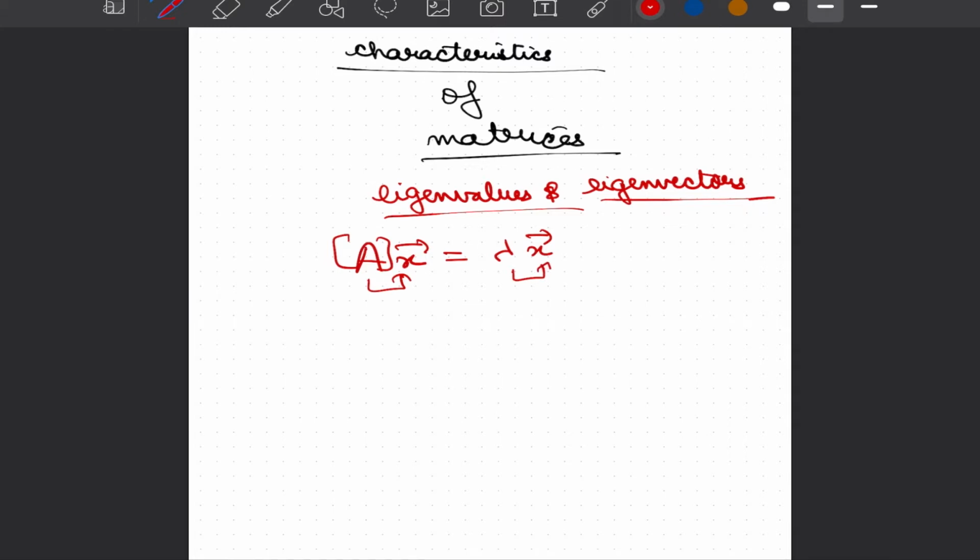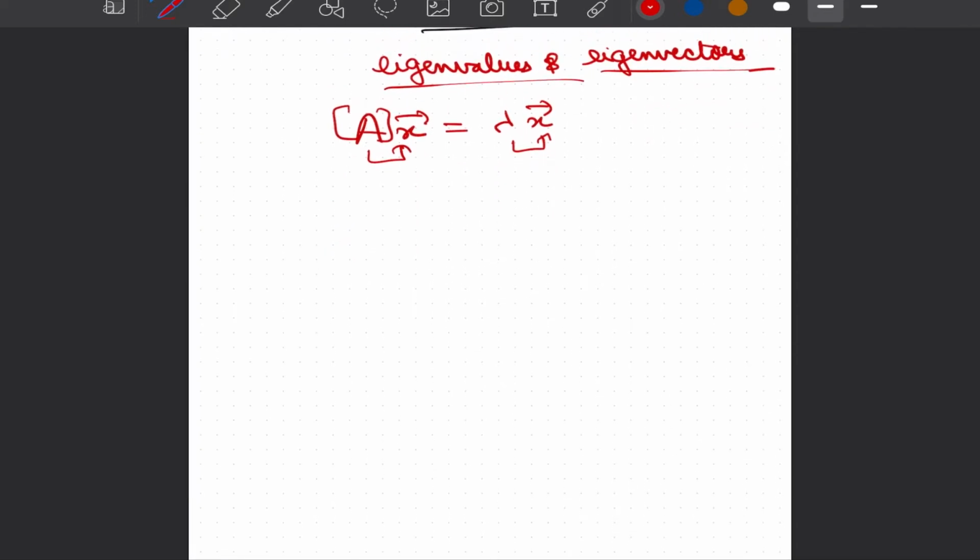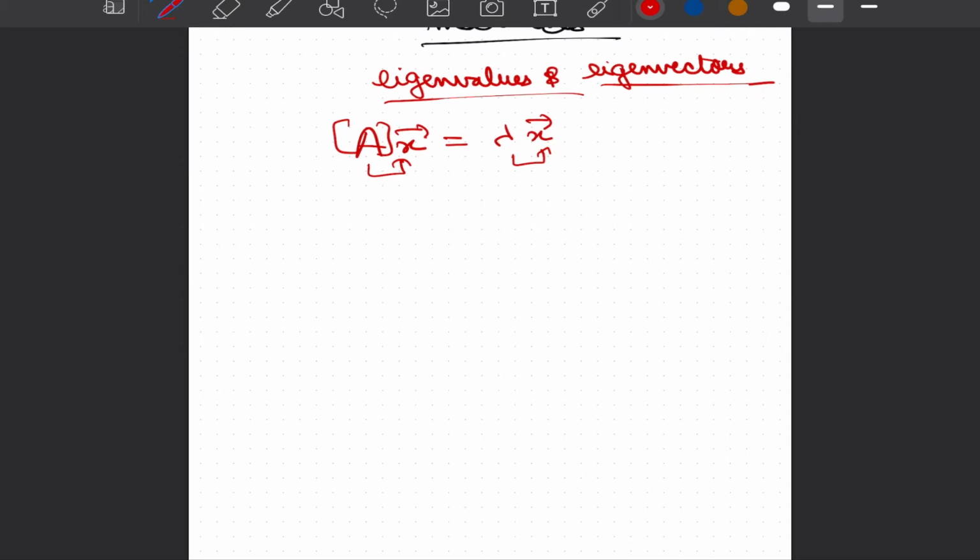But the question arises, what is its geometrical significance? How can it be related to our discussion on basis and transformations that we had before? And this is what we will try to uncover in this particular lecture with the help of a few concrete examples. Now, let us try to understand the meaning of this equation, how it comes into existence.